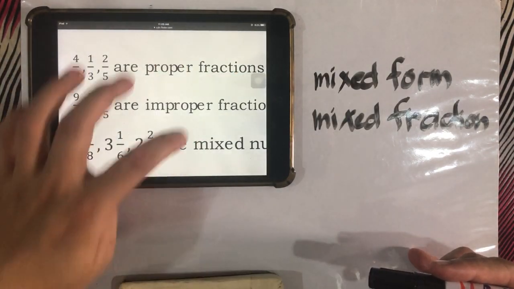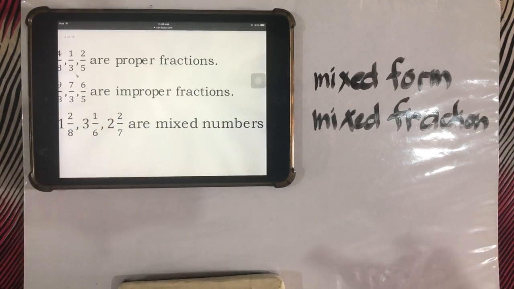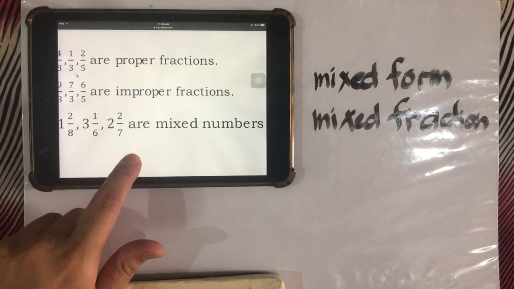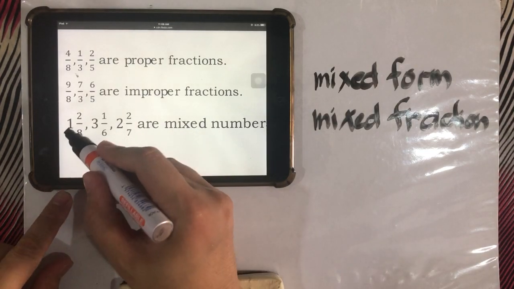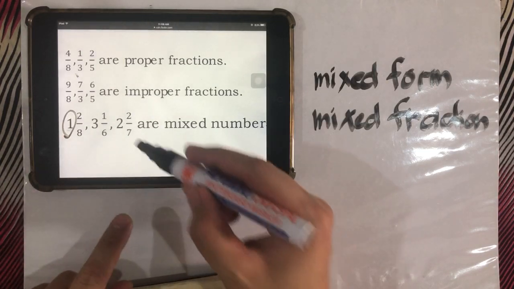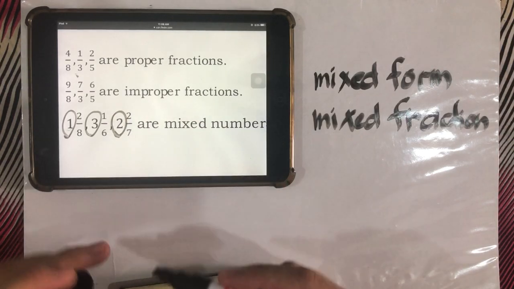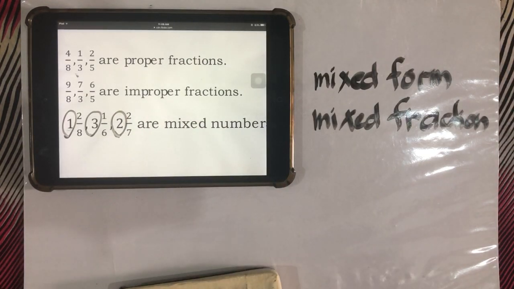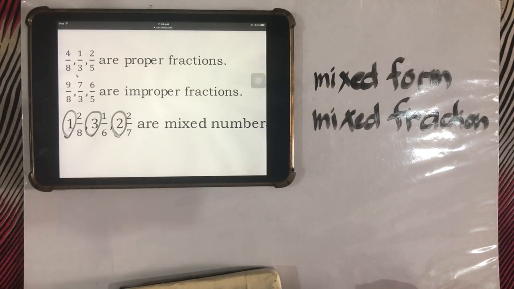Now, the third one, sabi natin ay mixed numbers or mixed form. Ito naman, this is the combination of whole number and a fraction. Okay? Kung mapapansin ninyo, merong number na to. We have here 1. Diba? And then we have here the 3. And then we have here the 2. Okay? So, they are all whole numbers. So, the moment na you combine a whole number with the fraction, that can be called a mixed number.